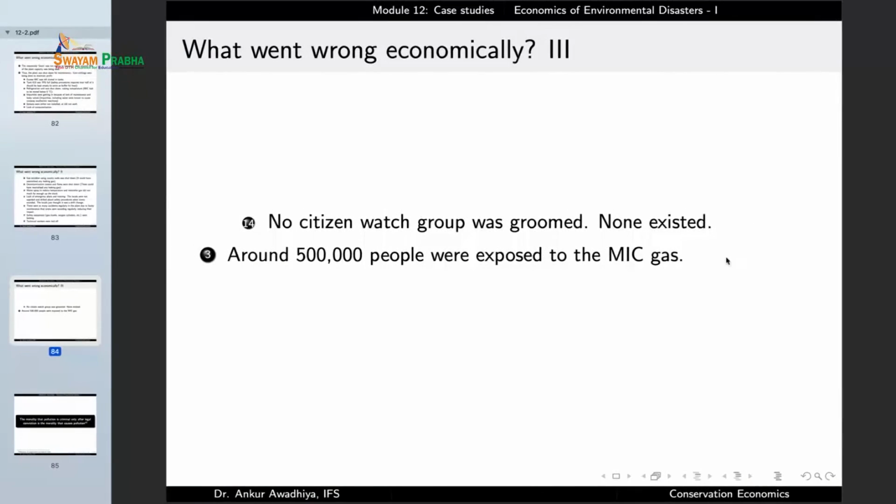So what happened was, when they got exposed to the gas, there was such a huge choking sensation. There was so much burning of the eyes that people actually tried to run away from the location. And when you try to run away, you get outside of your home and you get exposed to an even greater concentration of the gas. Because it's not that you are getting gas inside your house. Your house is much safer. Outside, the concentrations are much higher. And all of these things can be linked down to bad management, bad planning, and bad economics. So around 500,000 people, that is 5 lakh people, got exposed to the MIC gas.